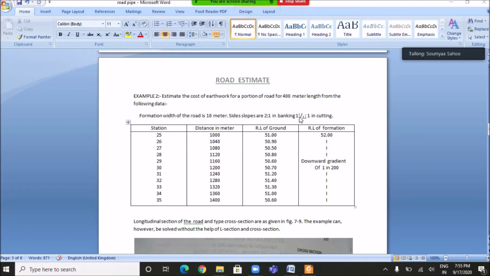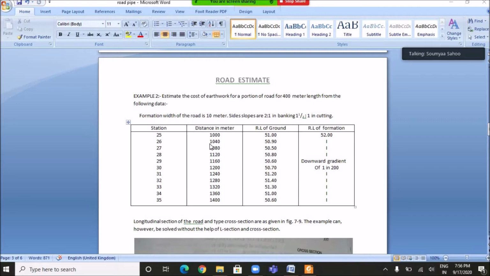So as you can see, this table. The data are given here in tabular form: station, distance, reduced level of ground, and reduced level of formation. Stations are mentioned from 25 to 35, and the corresponding distances are mentioned in meter. Here for station number 25, the distance is 1000.